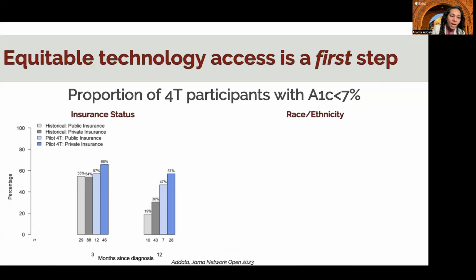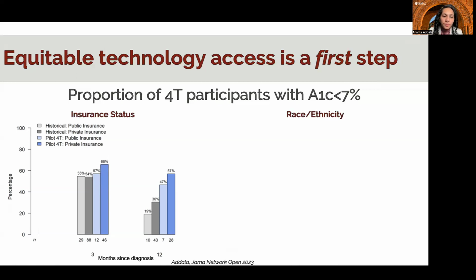And so on the y-axis here is the percentage, and then on the x-axis is months since diagnosis: 3 months since diagnosis, and 12 months since diagnosis. The gray bars are a historical cohort that didn't have systematic approach, where everybody was approached, but rather clinicians decided whether somebody was ready for it or not, or maybe they negotiated with families. Whereas the blue bars are the 4T pilot study, where every single person at diagnosis, within that first week to month at the most, was approached.